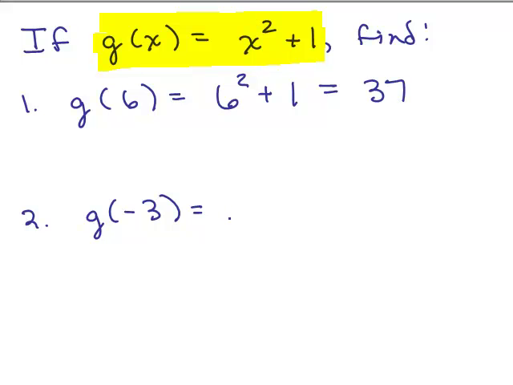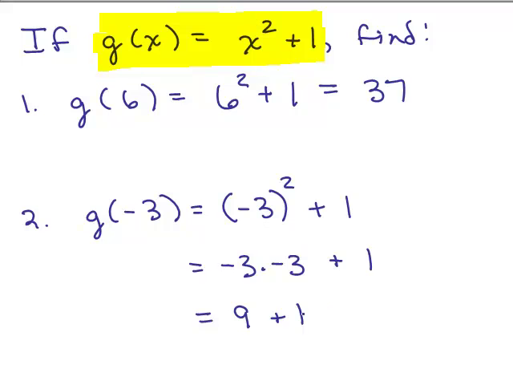Now g of negative 3. All right, you're plugging in negative 3 for x, but you're squaring it. So you have to put the negative 3 in parentheses so that you make sure that you actually do negative 3 times negative 3. You don't want to just do 3 times 3. So this is really negative 3 times negative 3 plus 1, which is 9 plus 1, or 10. So g of negative 3 equals 10. Hopefully you're getting the hang of this. Let's do another one.